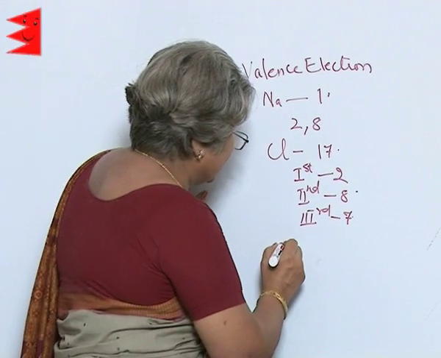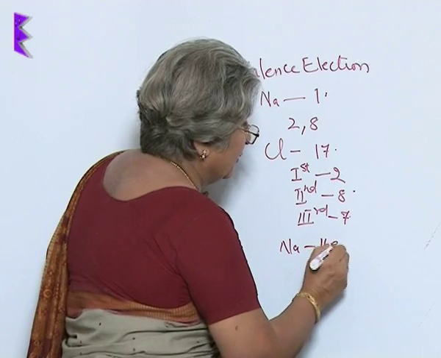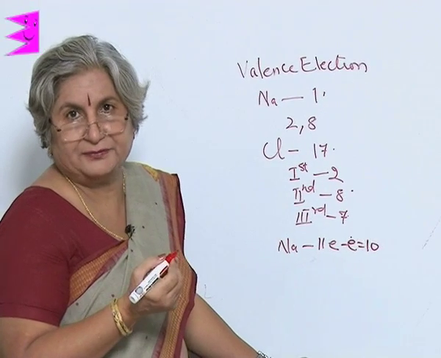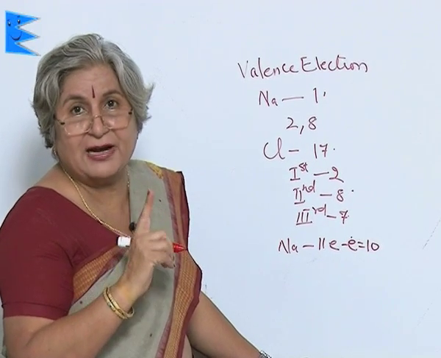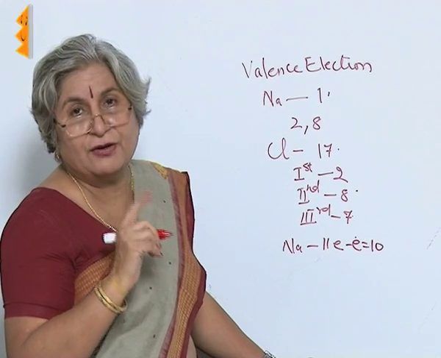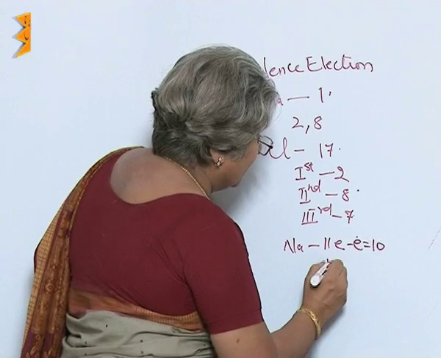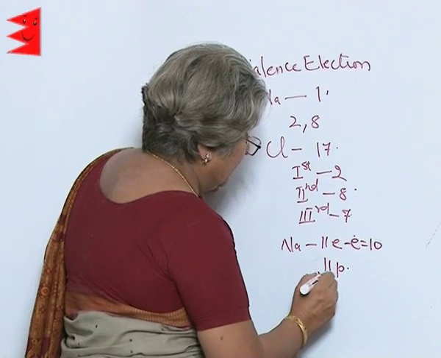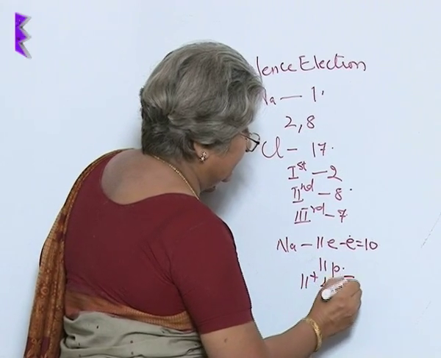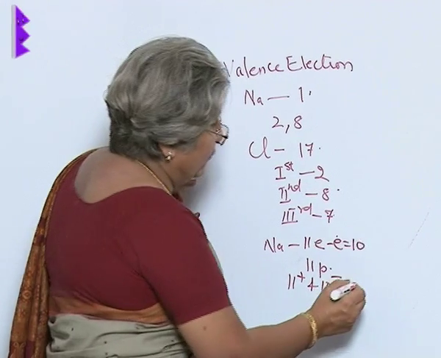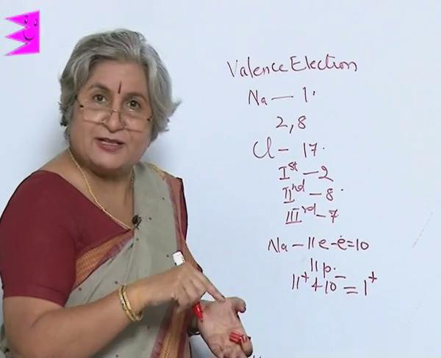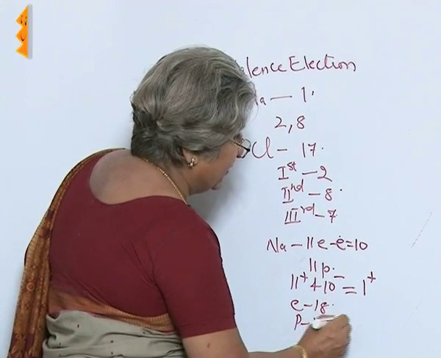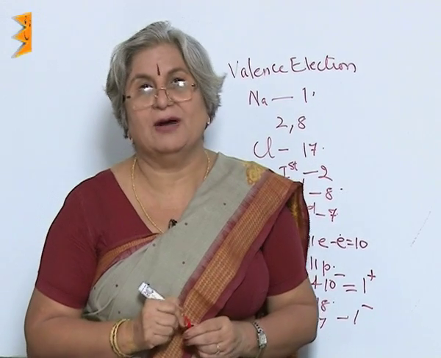Now, sodium, which has 11 electrons, when it loses 1 electron, how many electrons are left? 10. But we also said that the number of electrons is always equal to the number of protons. So, the protons are 11 only. So, that means there is 11 positive and 10 negative. So, what is the total charge left? 1 positive. In case of chlorine, electrons become 18, protons remain 17. So, it is minus 1.